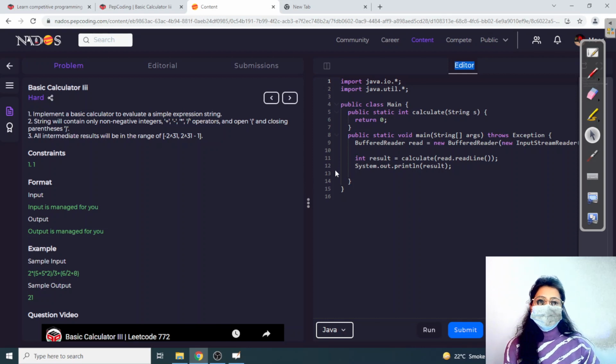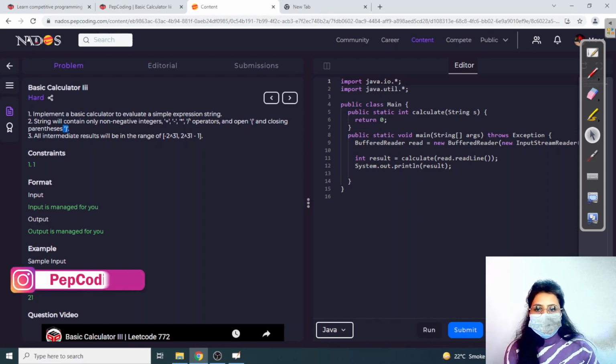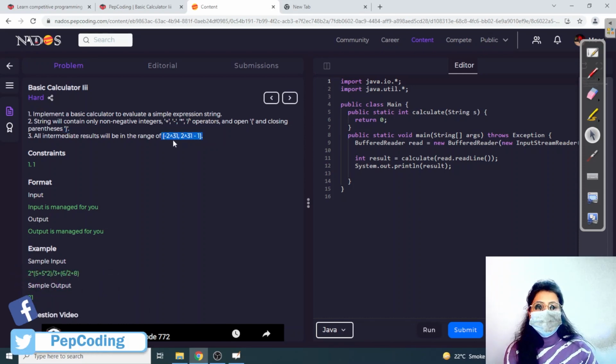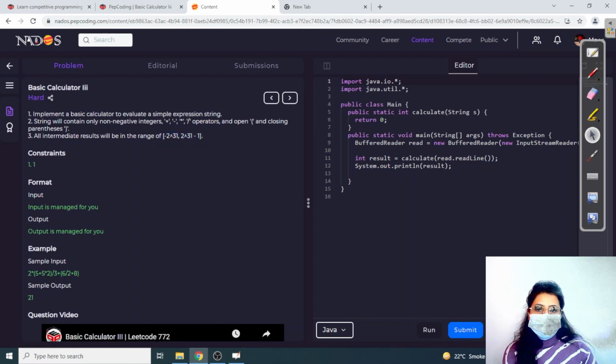So in this video, we are going to solve a new question which is basic calculator 3. What we have to do is implement a basic calculator to evaluate a simple expression string. The string will contain only non-negative integers and some operators like plus, minus, multiply, divide, and opening and closing parentheses, right? All the intermediate results will be in the range of minus 2 raised to power 31 till 2 raised to power 31, right?